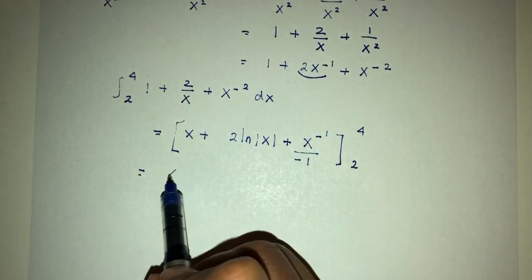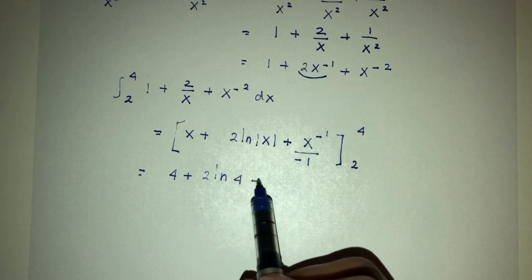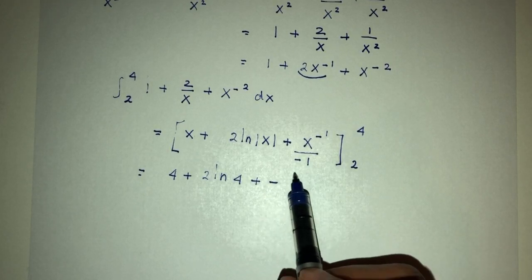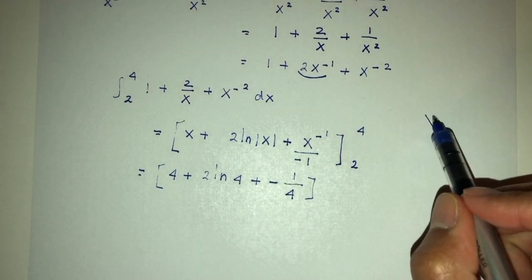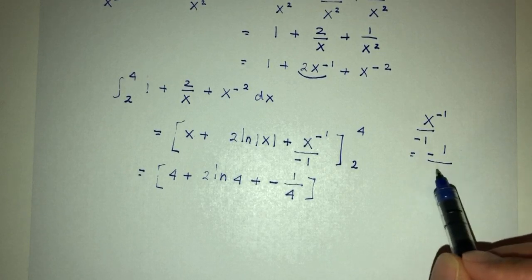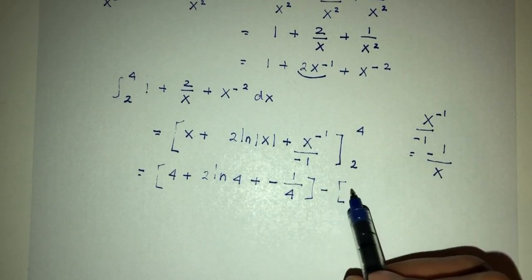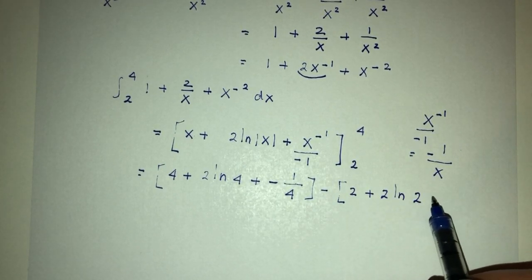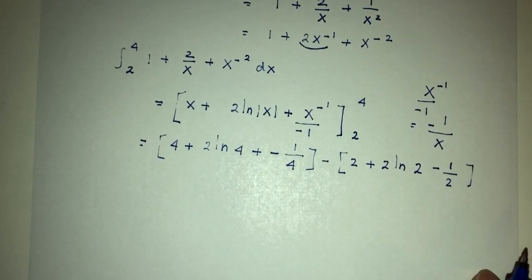So that will be 4 plus 2 ln of 4 plus, actually that becomes minus because we have minus 1 over 4, because we have to know that x to the power minus 1 over minus 1 is basically minus 1 over x, right? Now simplify this. Minus 2 plus 2 ln 2 becomes minus 1 over 2. Okay, so what do we have now?